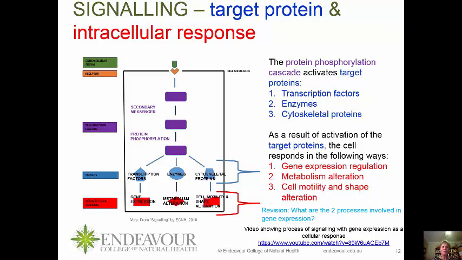If you can't remember the three steps involved in those processes, make sure you go back and do a bit of revision. There's also a video down here that you can look at, the YouTube video, and it is talking about signaling with gene expression as a cellular response.